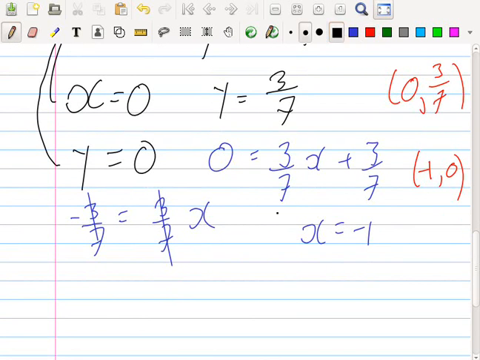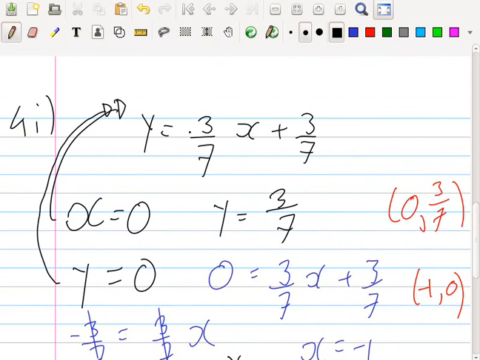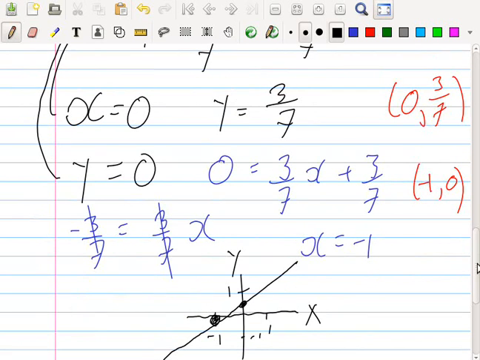So if you were to draw that really quick, this is 0, 3 over 7, so if I call that 1, then it would be about here. And then this is minus 1 and 0, so if I call that minus 1 and that 1 and that minus 1, that would be about here. So your line would look roughly like that. Positive c value and positive m, so it is right. Okay, I'll give you a minute to write that down, and then the last example from this I'll do is 5i.